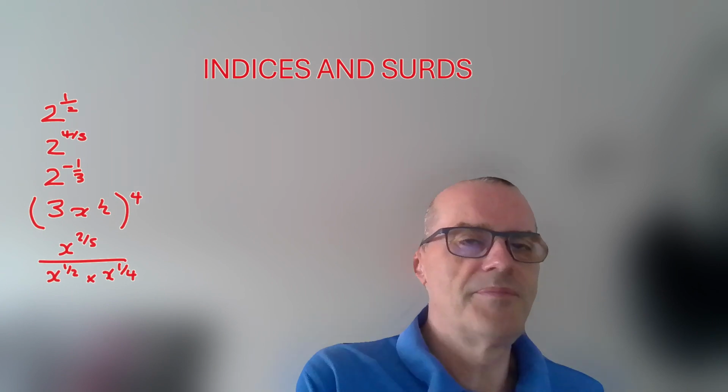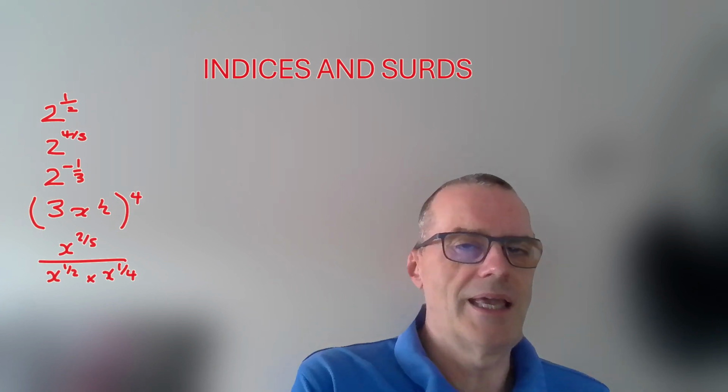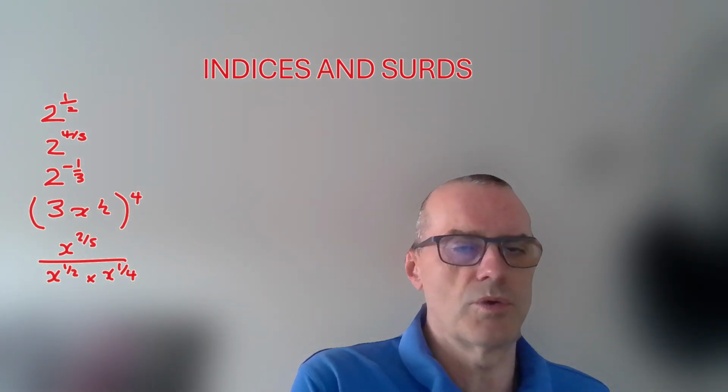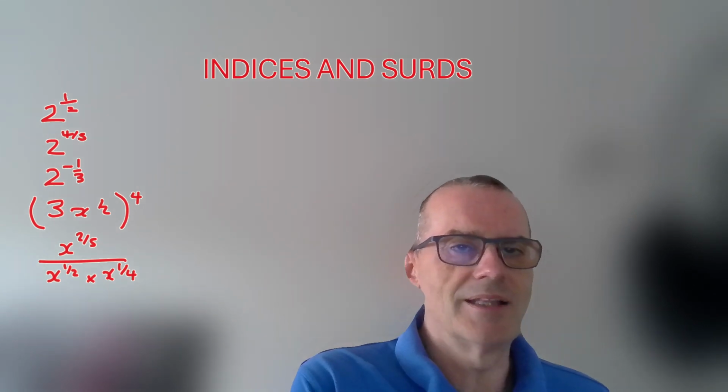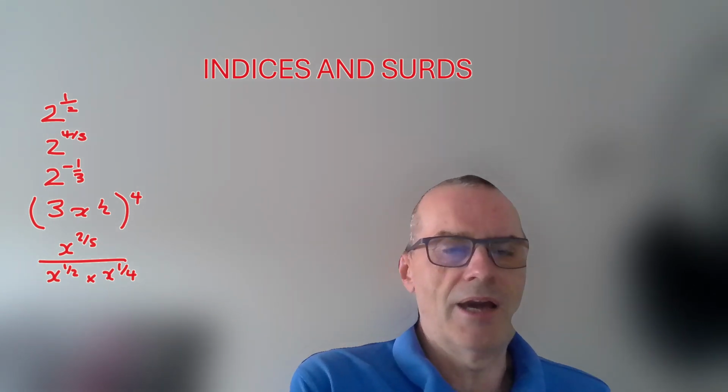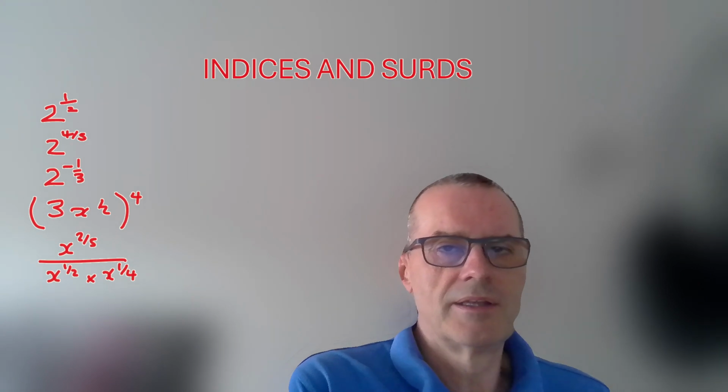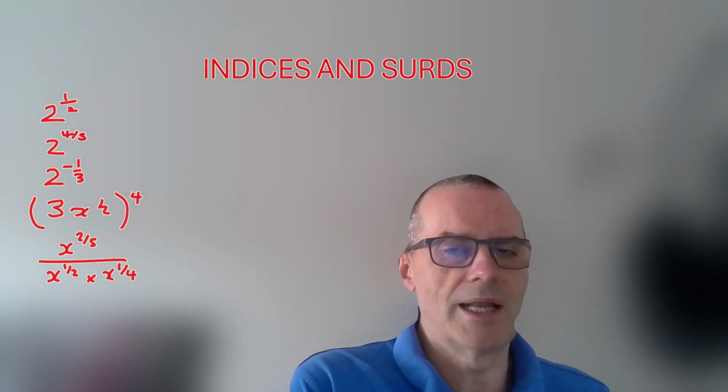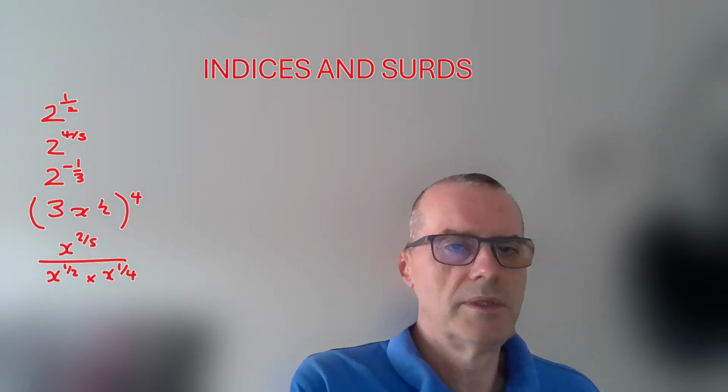In this video, we're going to be looking at indices and surds, or irrational numbers, and looking at how they interrelate to each other. And as you'll notice, in this video, I'm trialing a new light board.